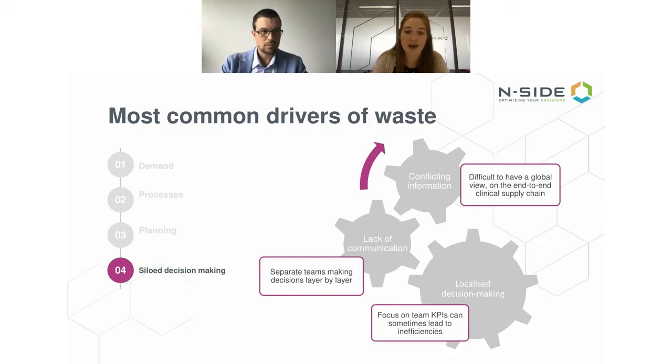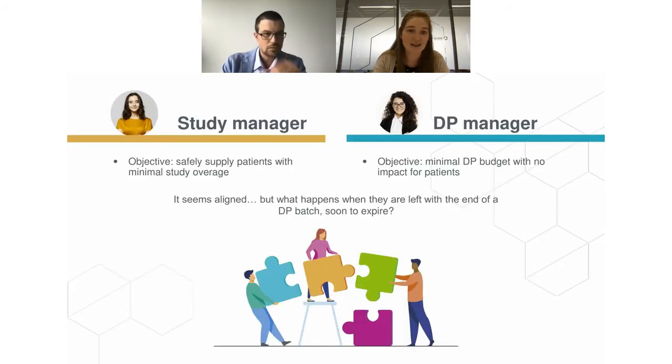So we have a last quick case study here that might talk to a couple of you in the audience. Let's take the example of a study manager. We can call her Emily. Her objective is really to safely supply patients with minimal study overage. And on the other side, she has one of her colleagues, a DP manager, who has an objective to really try and have a minimal DP budget with no impact for patients. So overall, it seems aligned.